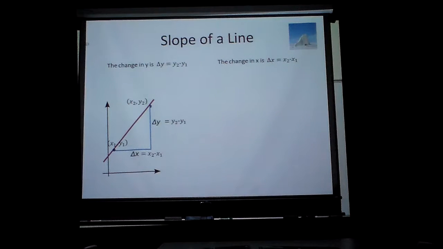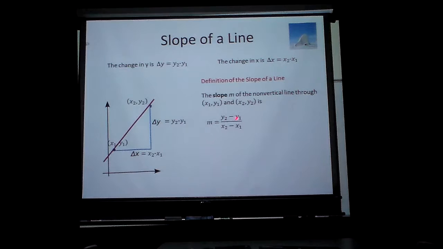Now notice, as I do this, we set this up as the definition of the slope being this. The slope, m, of the non-vertical line through the points x1, y1 and x2, y2 is this. M is the Latin word for slope, and it means find the changes in y's, or the difference in y's, or subtract the y's, over the change in x, or the difference in x, or subtract the x's.